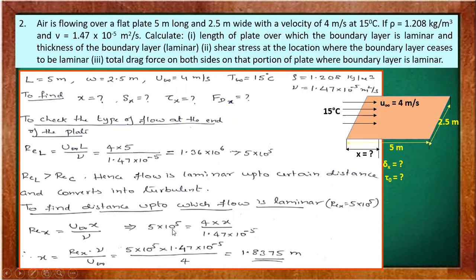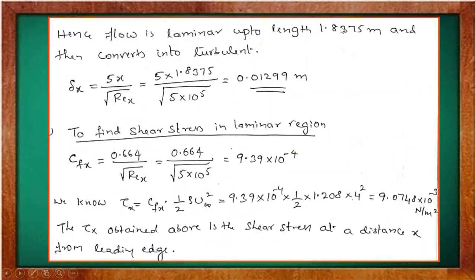So considering the critical Reynolds number as 5 into 10 power of 5, that should be equal to u infinity, that is 4, the velocity, multiplied by the x, which you need to find out, divided by nu. From this you find the x value as 1.83 meters. That means from the leading edge, at a distance of 1.83 meters, the flow changes from laminar to turbulent. Up to a length of 1.83 meters the flow is laminar and then converts to turbulent. In the laminar region, we find the boundary layer thickness delta x, same as delta hx in the data handbook, given by 5x by root Re. If you substitute, you will get the thickness of the boundary layer.